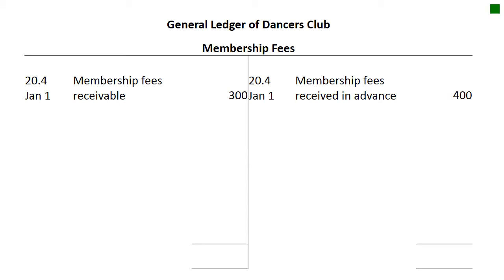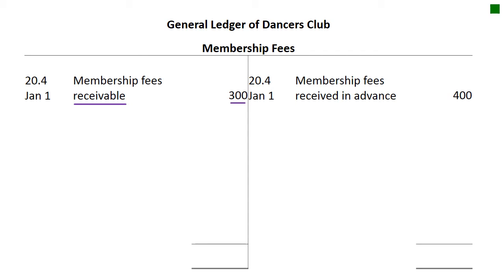So in the membership fees account for this year, the first thing we need to do is to reverse the amounts that we raised at the end of last year. The amount that we raised for membership fees receivable last year was 300 Rand. In other words, there were members who owed us 300 Rand at the end of last year. We would therefore have debited membership fees receivable last year, which was an asset increasing by 300, and we would have credited membership fees income because it was last year's income.